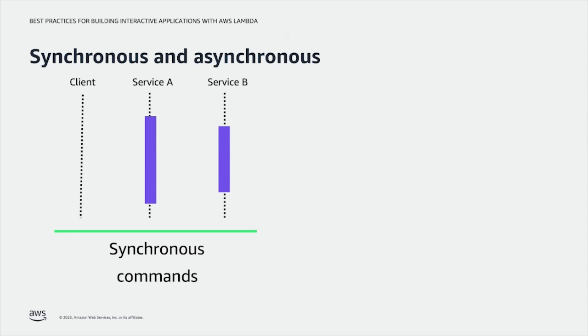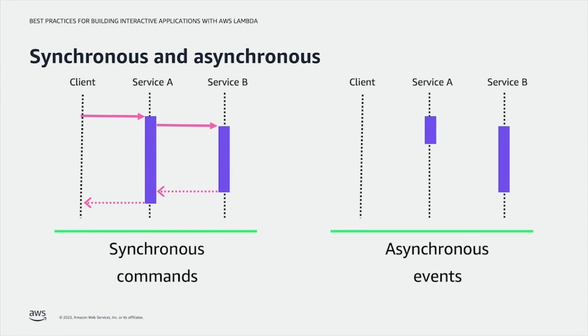What do I mean by synchronous and asynchronous? Here's an example of a synchronous command where a client sends out an invoking command to service A. Service A will receive that, it might invoke something else downstream to service B and wait to hear back from service B. Then when it's received that information back from service B, it will finish processing and send the result back to the client.